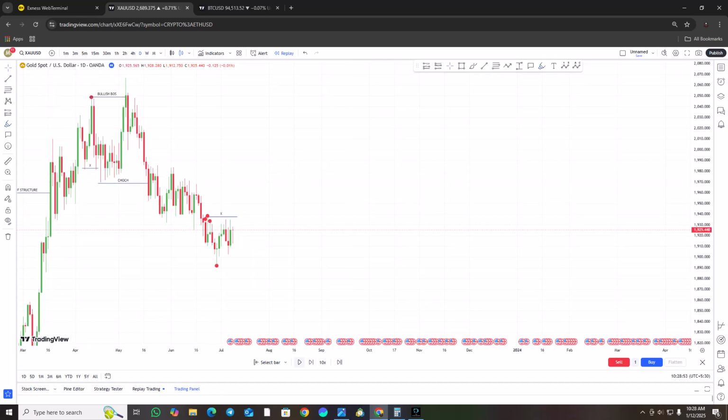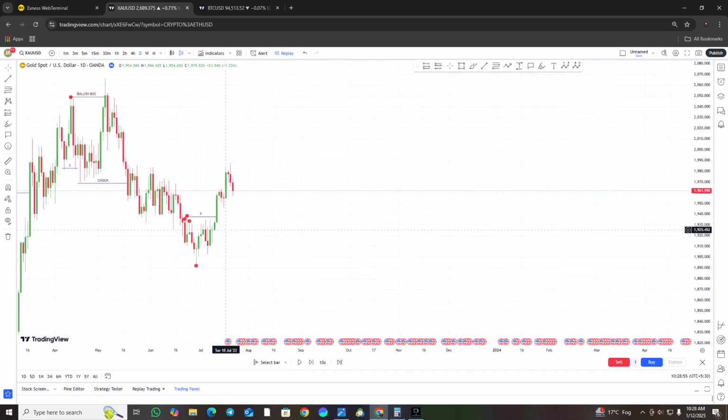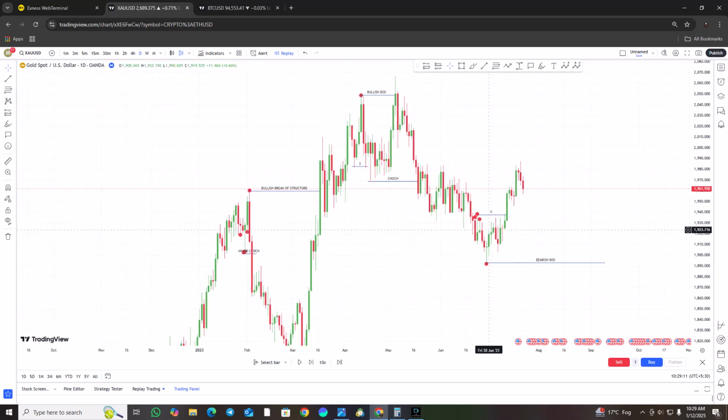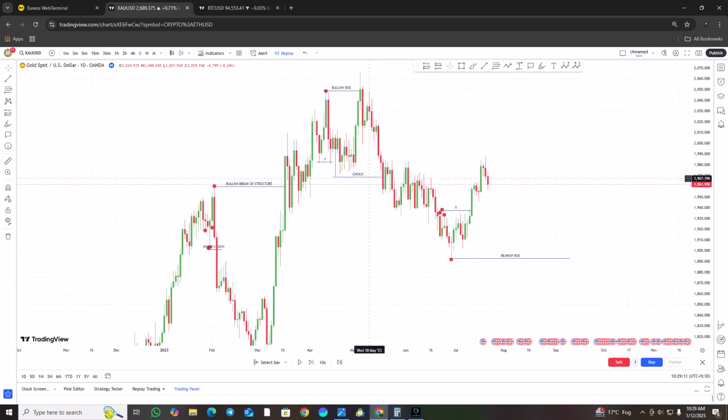I'm just waiting for the market to sweep it. It swept. Now we are going to look for bearish break of structure. We were bullish, and we had a change of character in the market at this place.